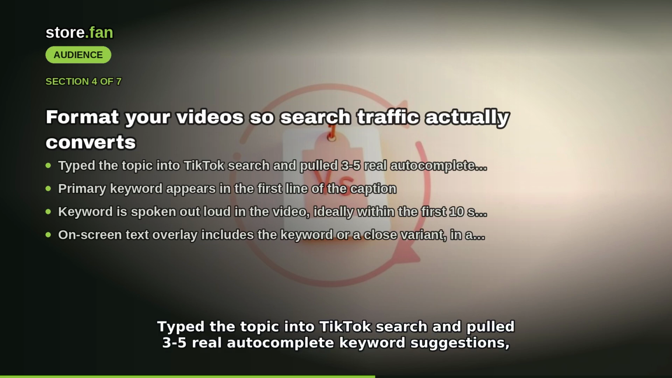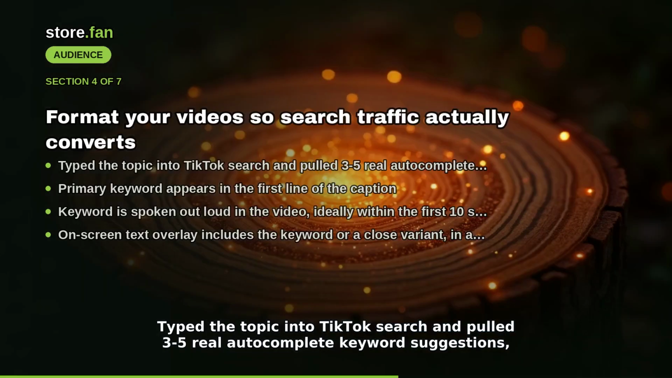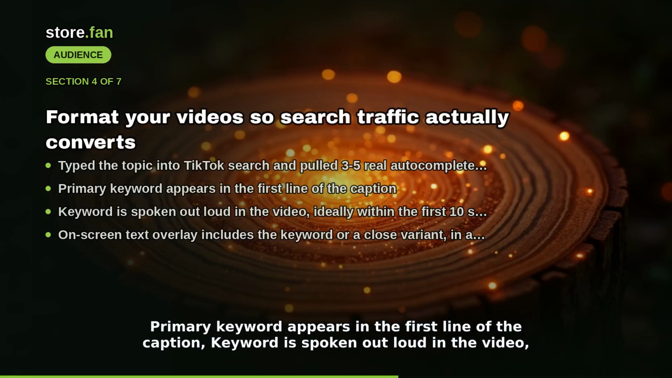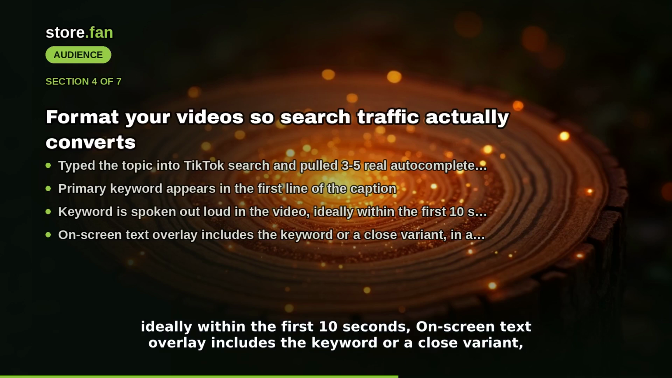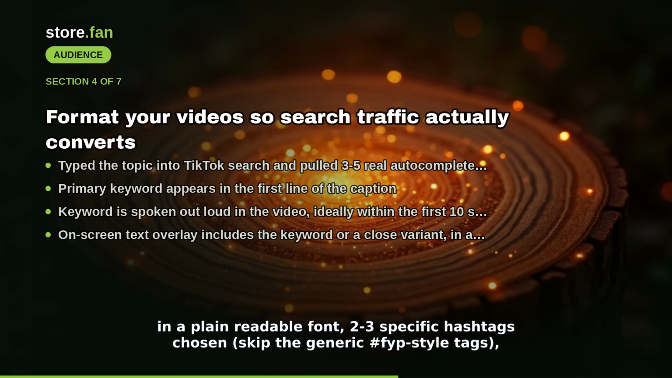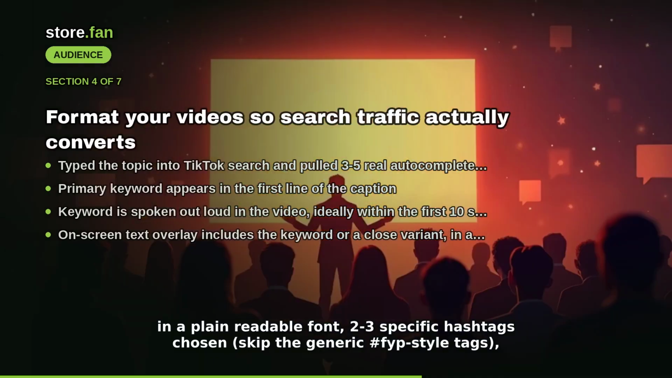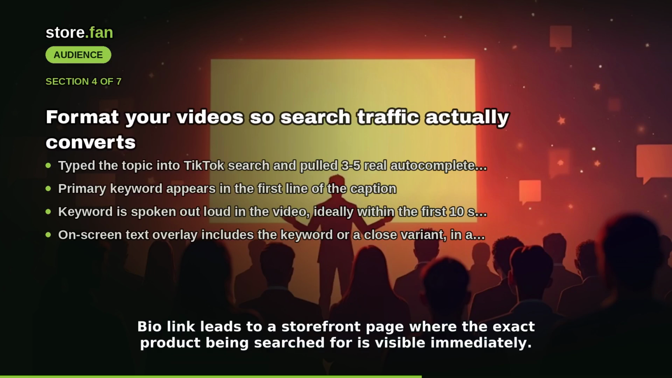Type the topic into TikTok search and pull 3-5 real autocomplete keyword suggestions. Primary keyword appears in the first line of the caption. Keyword is spoken out loud in the video, ideally within the first 10 seconds. On-screen text overlay includes the keyword or a close variant, in a plain, readable font. 2-3 specific hashtags chosen, skip the generic fact-style tags. Bio link leads to a storefront page where the exact product being searched for is visible immediately.